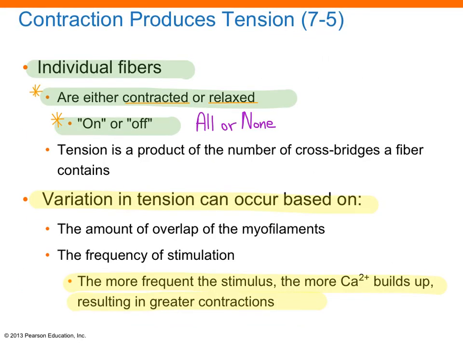Now, individual fibers, when they contract, they're either contracted or relaxed, on or off, all or none, and that's called the all or none principle. Variation in tension can occur based on three components: the amount of overlap of the myofilaments, the frequency of the stimulus or the stimulation, and the more frequent the stimulus, the more calcium builds up, resulting in greater contractions.